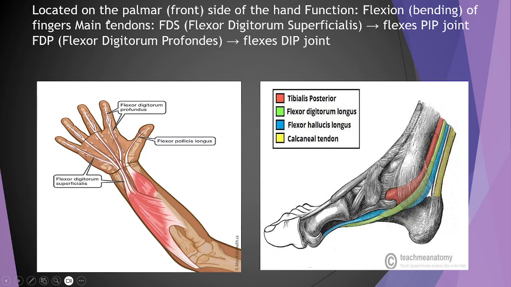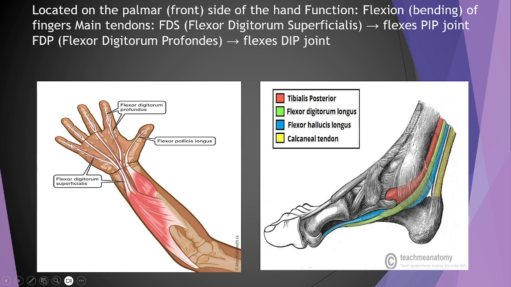Okay, so here what is written? Located on the palmar side of the hand, flexion, bending of the finger. Main tendon, FDS, that is flexor digitorum superficialis, flexes the PIP joint. So what is the PIP joint? Where is it present? It is the proximal interphalangeal joint.